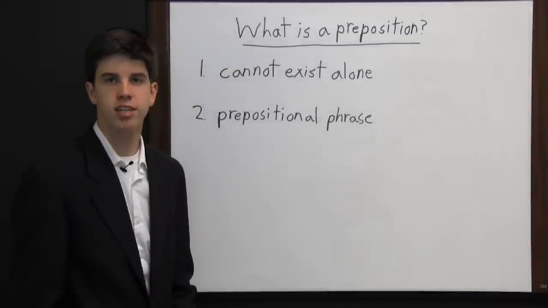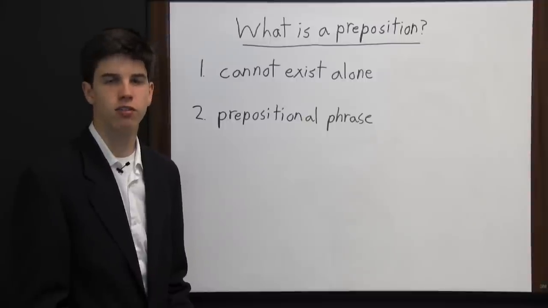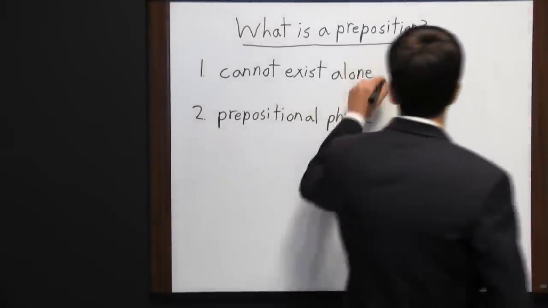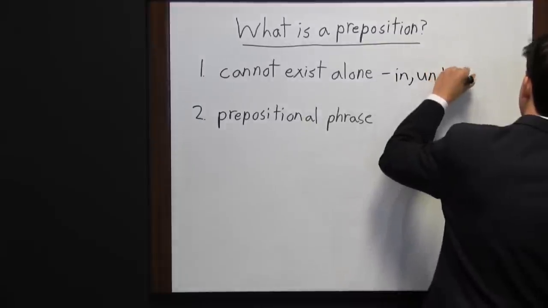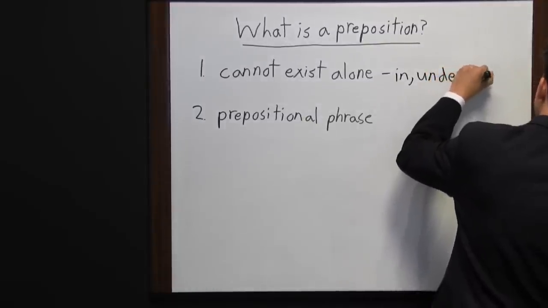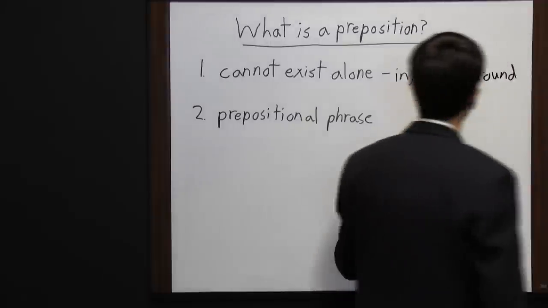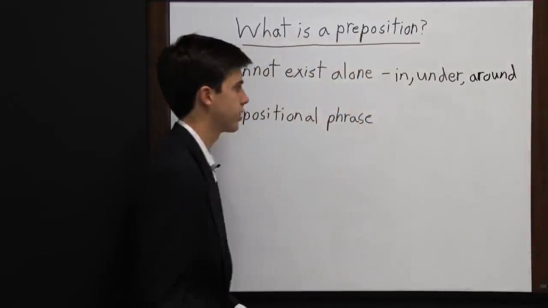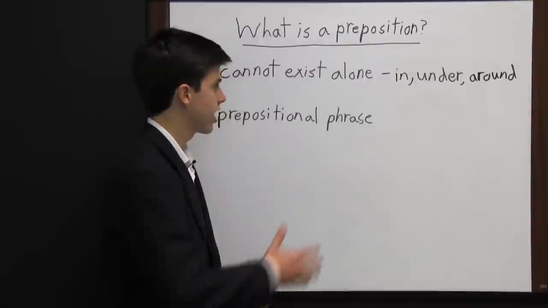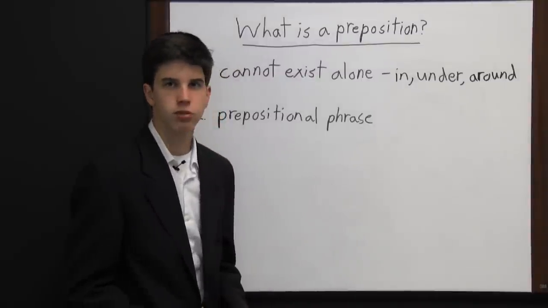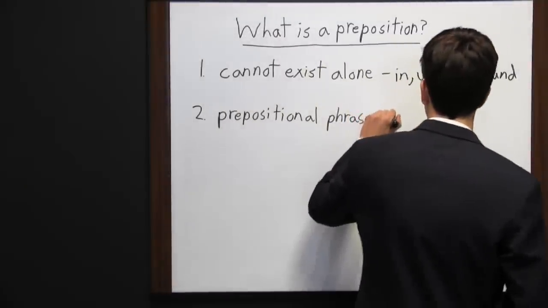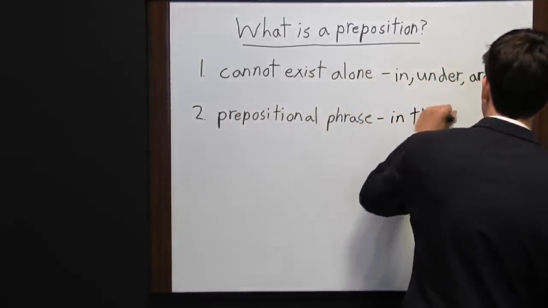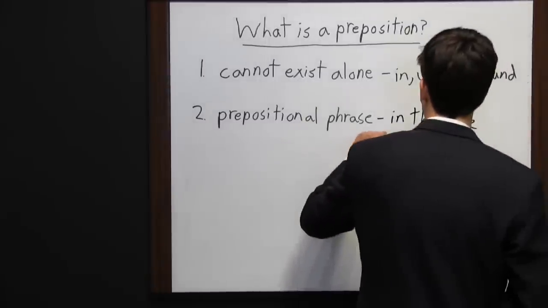A preposition is basically a word that can't stand alone because it wouldn't make sense by itself. Some examples of a preposition would be in, under, or around. You notice these words can't stand by themselves because they don't make sense by themselves. There's not enough information there. So that's where the prepositional phrase comes into play. A prepositional phrase might look like in the tree or around the corner.